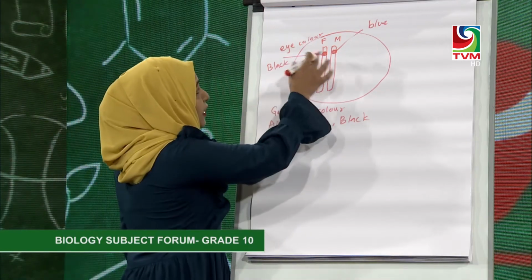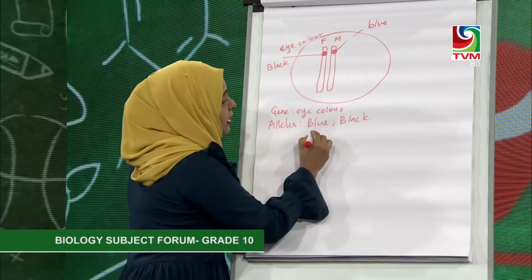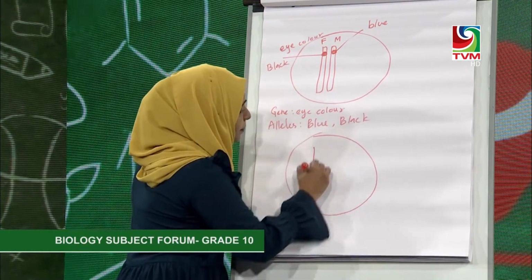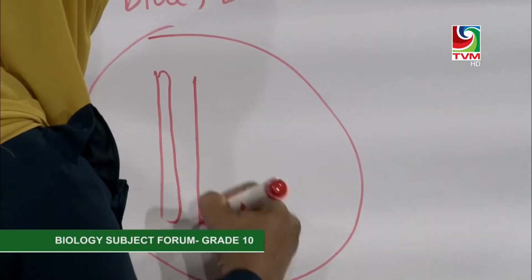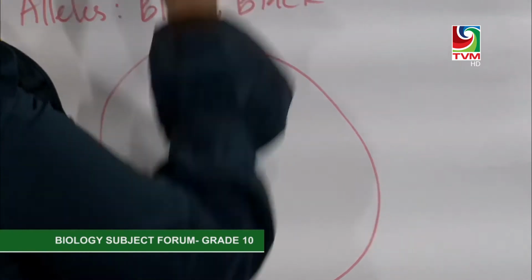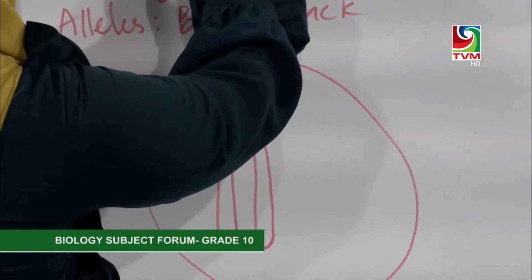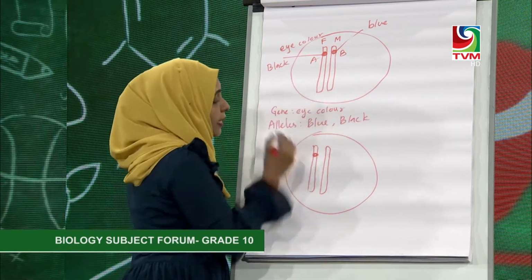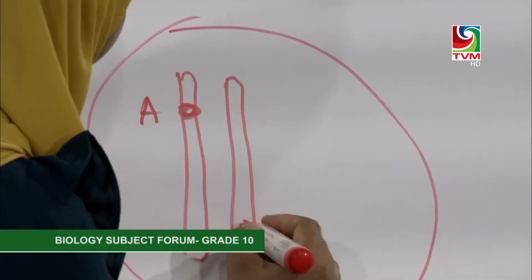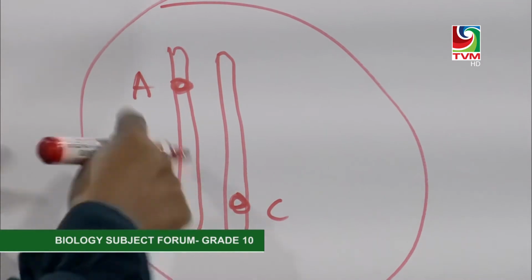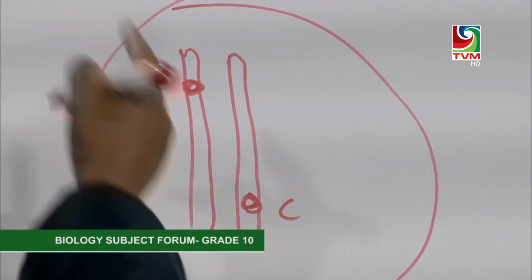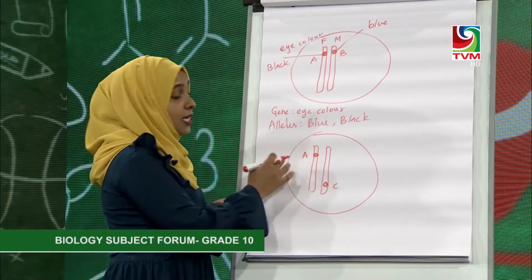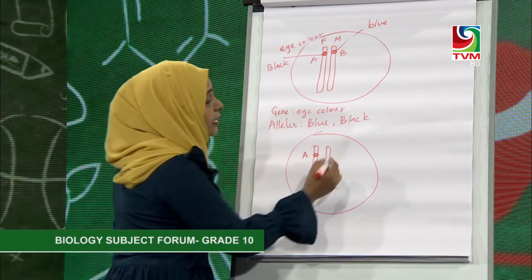And for here, these are alleles, and here is another diagram. Let's say I label these as A and B. A and B are alleles, but here A and C, look at these two, A and C. These are not alleles, but different genes. These are two different genes, not alleles.